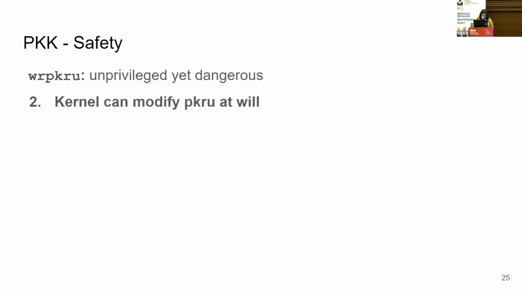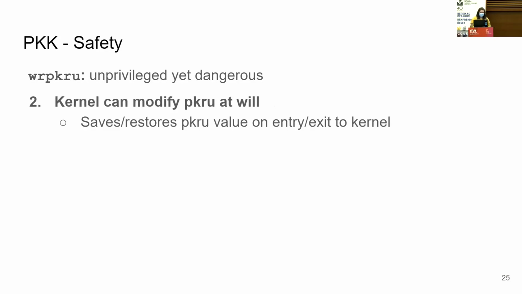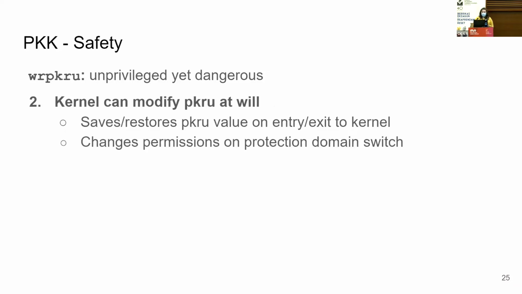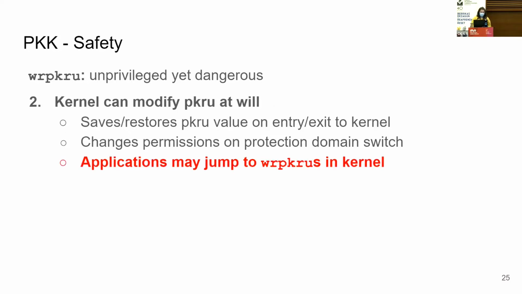But the second challenge is that now we have allowed the kernel itself to modify PKRU at will for its own security policies. For one, the kernel needs to save and restore the PKRU value on entry and exit from the kernel. Second, the kernel has to change the permissions on protection domain switches for the security defenses that we are going to enable, and I will describe soon. So applications now may jump to these WRPKRUs in the kernel. So we need to make sure that these ones are also safe.